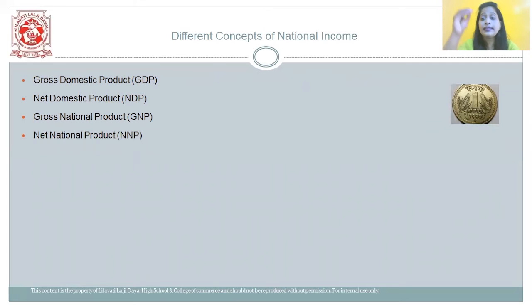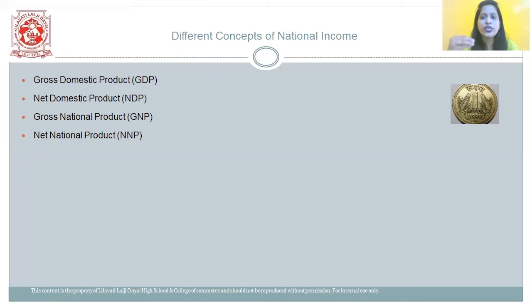Now, let's study the different concepts of national income. So first one is GDP. What is GDP? Gross domestic product. Students, the goods and services are produced in India only. Depreciation is not deducted. Second, net domestic product, NDP: the goods and services again are produced in India only, but depreciation is deducted from the national income.